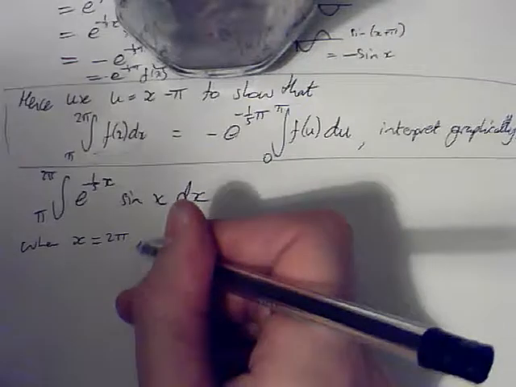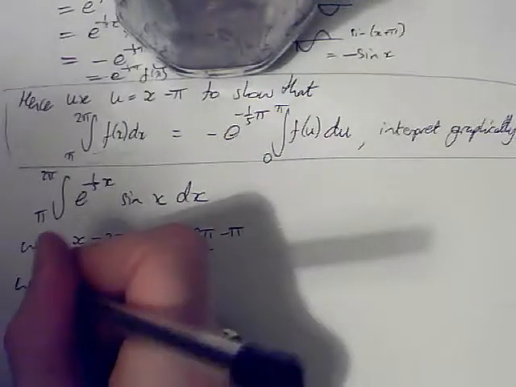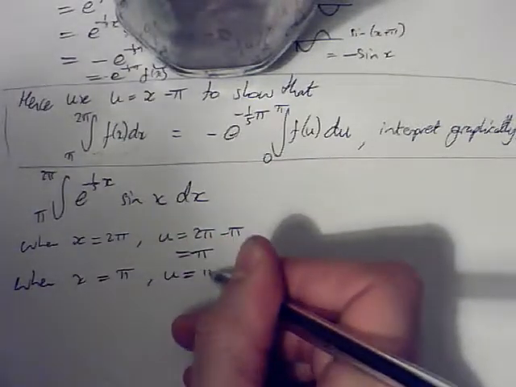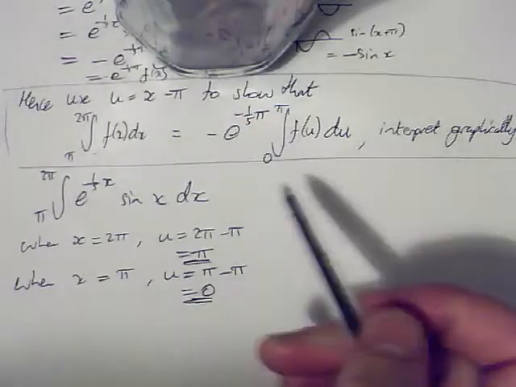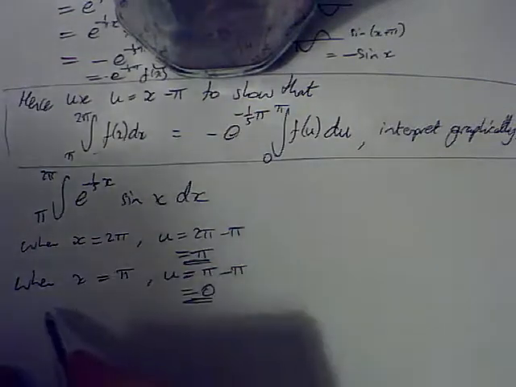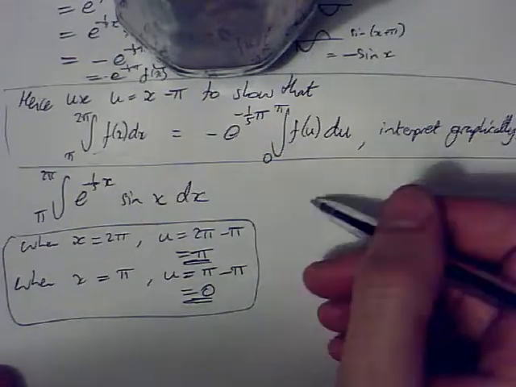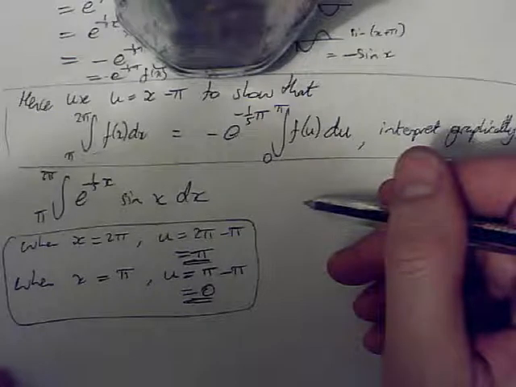So why don't we swap the limits first, because that's the nice easy bit and it's worth a mark. When x is 2 pi, u equals 2 pi minus pi, so that will equal pi. When x is pi, the lower limit for u will be pi minus pi, which is 0, which is kind of what we want. So we've already got a bit of confidence up that everything's going well so far. Alright, so let's just section that off.